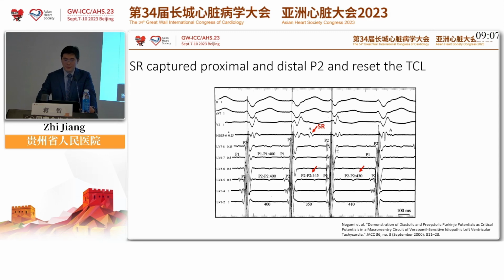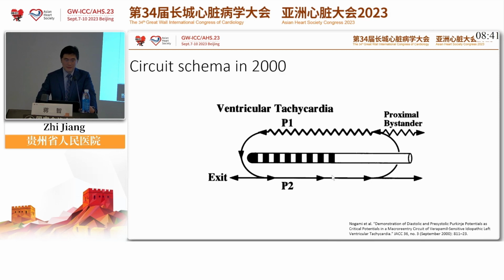And he also gave a picture of a spontaneous sinus rhythm which captured the P2 during the tachycardia. The P2 was preceded 55 milliseconds and reset the tachycardia cycle length. So P2 he presumed to be the retrograde link in the tachycardia. He hypothesized the circuit schema in 2000. The circuit is composed of the P1 and P2. P1 serves as antegrade conduction and slow zone, and P2 is a retrograde link.